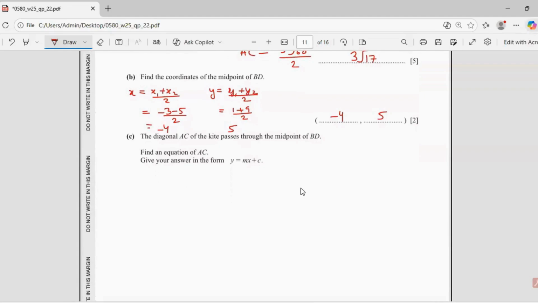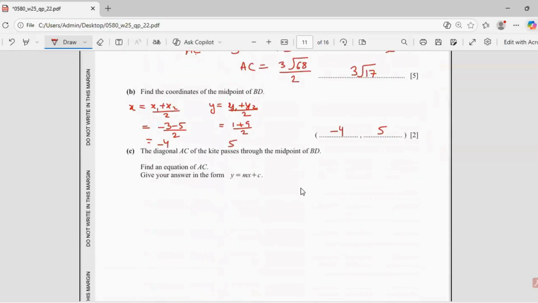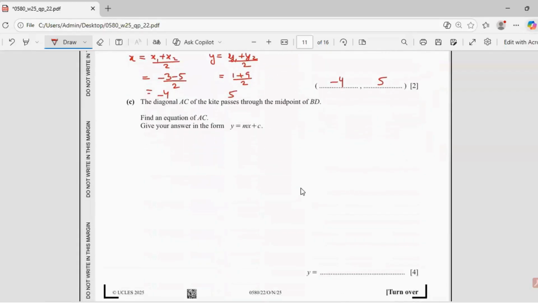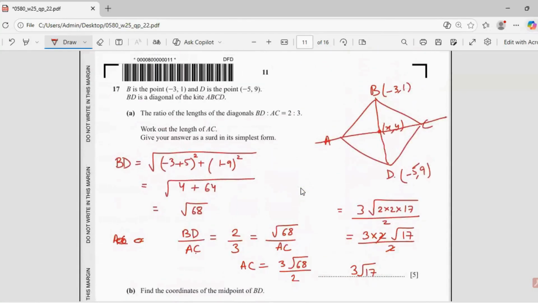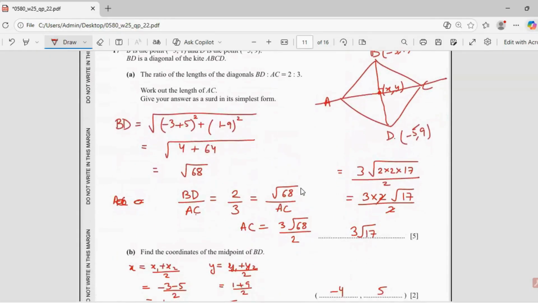The diagonal AC of the kite passes through the midpoint of BD. Find the equation of AC. You have to find the equation of AC which passes through the midpoint. So the midpoint is given. If we can find the slope of AC, we can easily find the equation of AC. Now we also know that in a kite, both the diagonals are at 90 degrees.